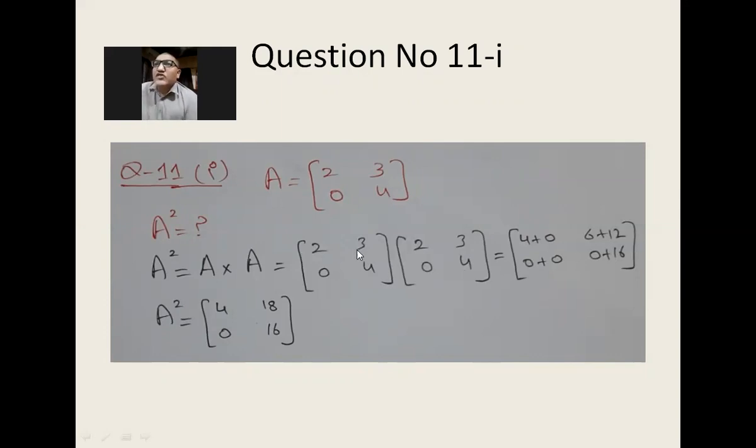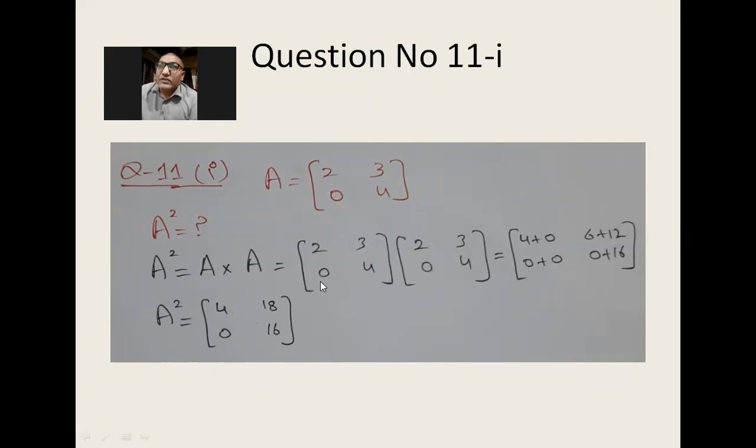So this is matrix multiplication. From the first matrix, I take the row. From the second matrix, I take the column. So the first row multiplies with the first column, then the first row multiplies with the second column, then the second row multiplies with the first column, and then the second row multiplies with the second column. This is how you multiply them. So when the first row multiplies with the first column, 2 2s are 4, plus 3 zeros are 0. Then 2 3s are 6 and 3 4s are 12.